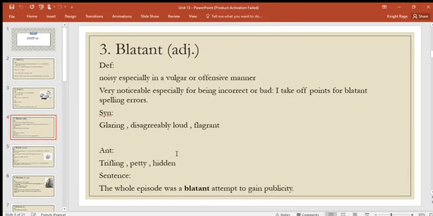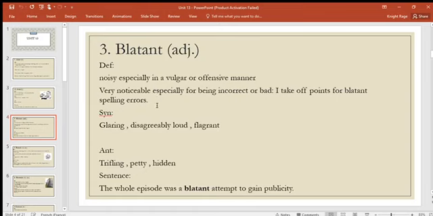Third word, blatant. Blatant. It has two different meanings in two different contexts. First of all, it means noisy, especially in a vulgar or offensive manner, or something which is very noticeable, especially for being incorrect or bad. For example, I take off points for blatant spelling errors.